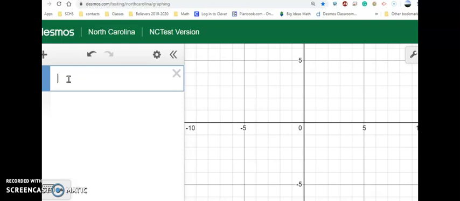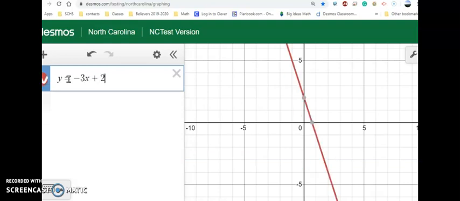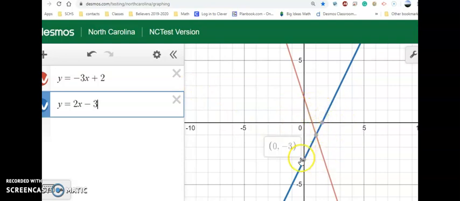I've got y equals negative 3x plus 2. And you can see that it's drawn the graph of y equals negative 3x plus 2. Press enter. Now I'll go for another equation, y equals 2x minus 3. And notice when it does that, if I look over here on my graph, it's giving me several points that are very interesting to me, okay?